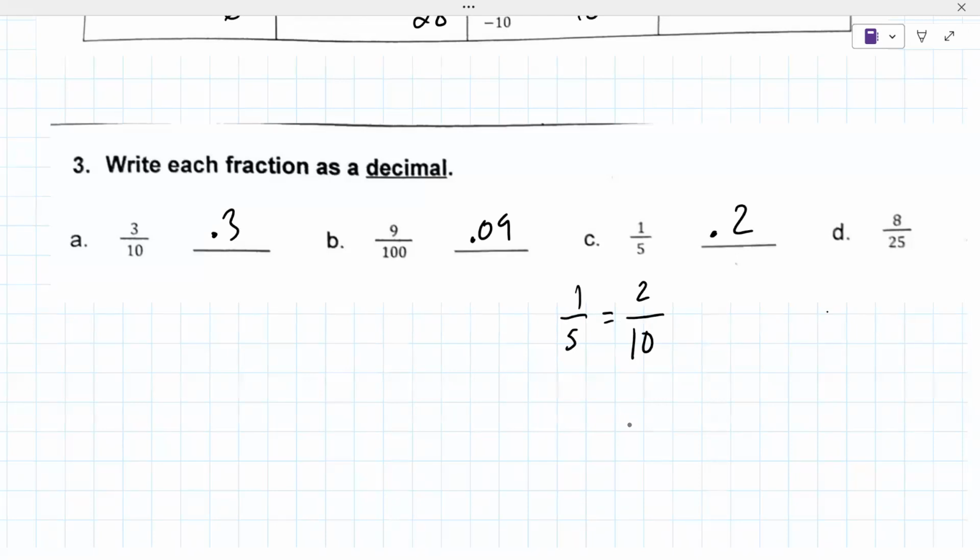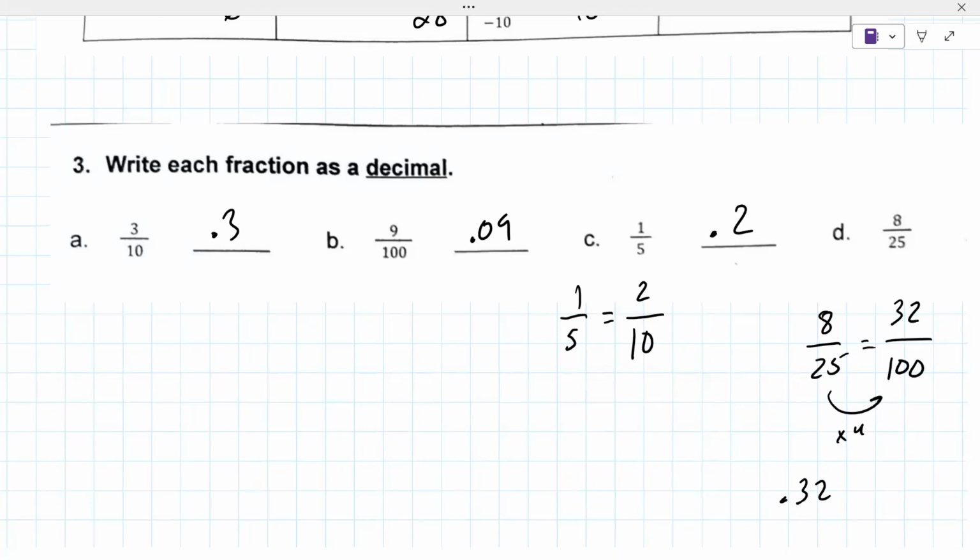You got it. Now 8/25 makes more sense to go to 100, and then 8 times 5 is 40. So 40/100, 0.40. Isn't that 32? Okay. Oh yeah, right. I just times 5. That's why it goes wrong. So 0.32. Yes. Okay.